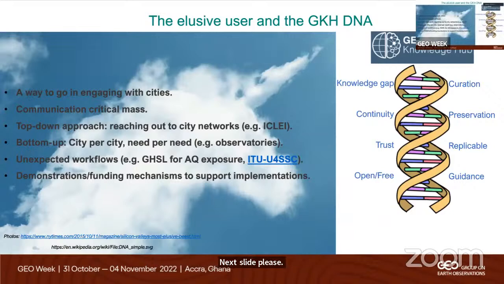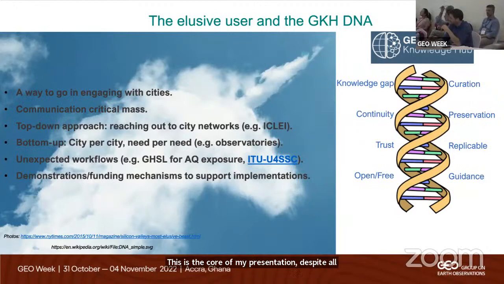And this is the core of my presentation. Despite all our efforts, everyone agrees that we have a way to go in engaging with cities. The user, in a nutshell, remains elusive. So what we want to do in the toolkit is to create a critical mass, a communication critical mass. This means that the EO toolkit will automatically come to someone's mind when he or she is thinking about an urban challenge. This is the strategic, far-term goal.